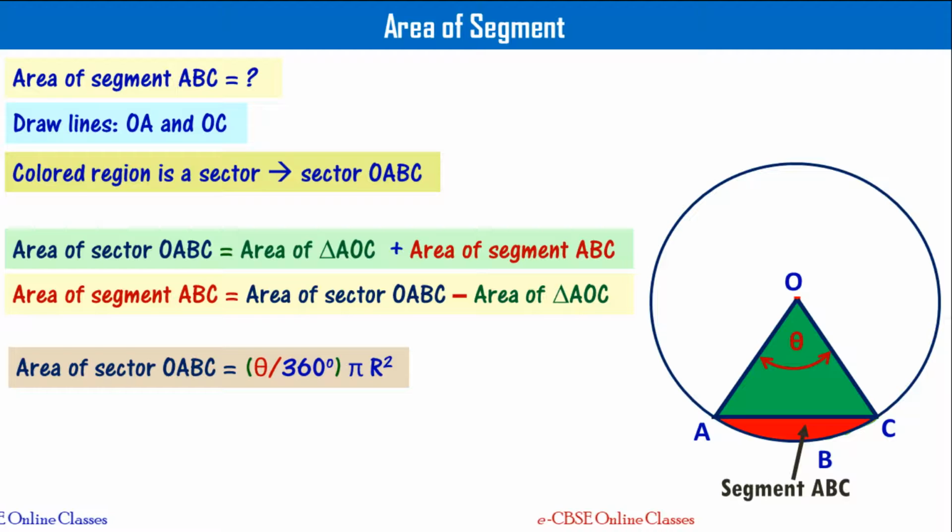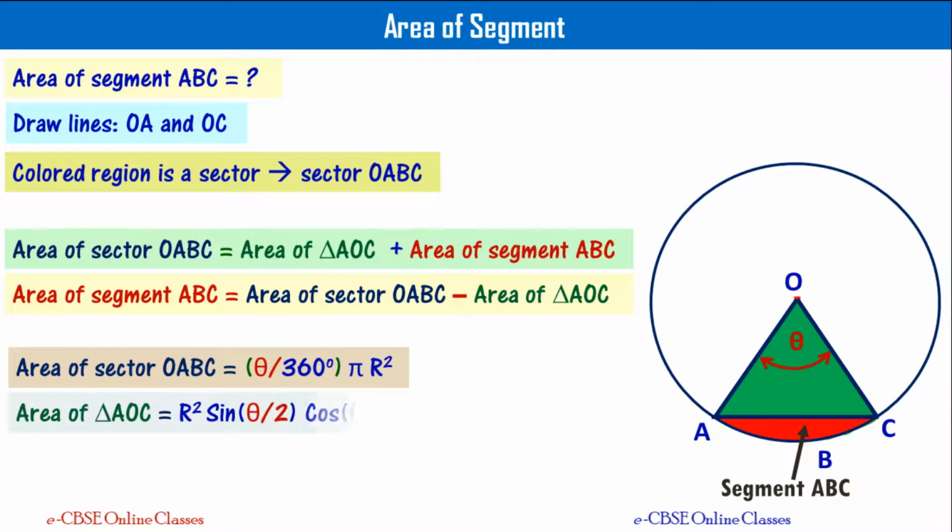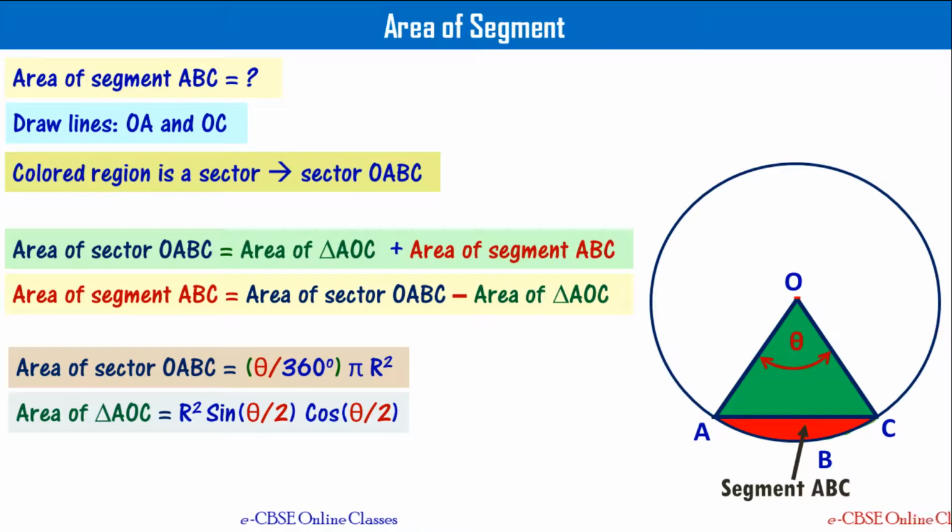We know that area of sector OABC is defined as theta divided by 360 degrees times pi r square, where r is radius of the circle. And area of triangle is defined as r square sine theta by 2 times cos theta by 2. If you want to understand the derivation of this equation, you can refer to our video. I'll share the link in the discussion below.